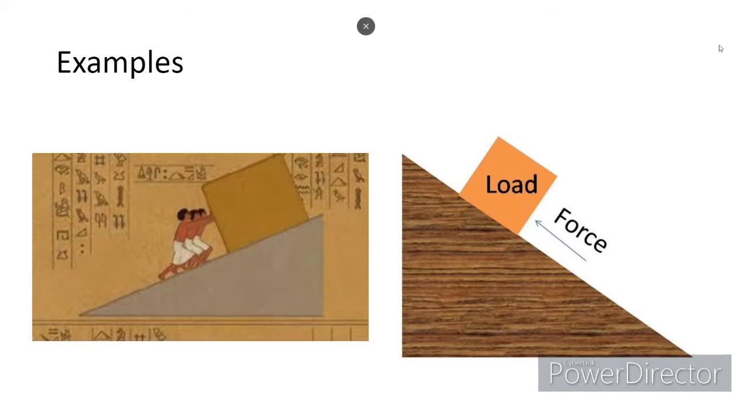You also see here on the right side you have a load and you have a force, and so this is how inclined planes are used. You have some load or box or weight or whatever it is, and you're just applying a force to move it up the ramp over some distance.